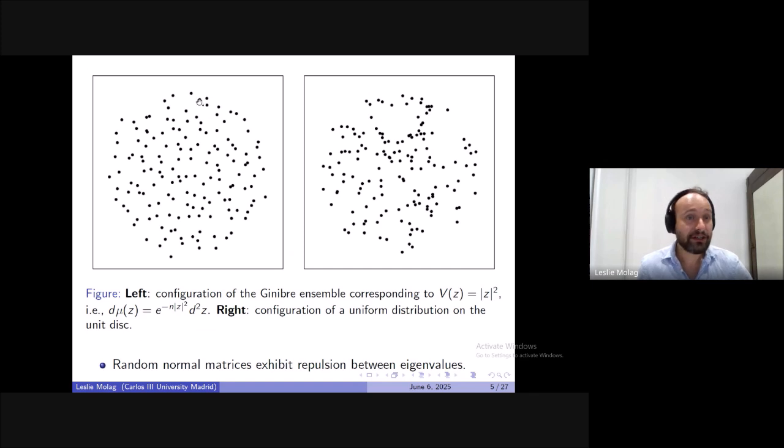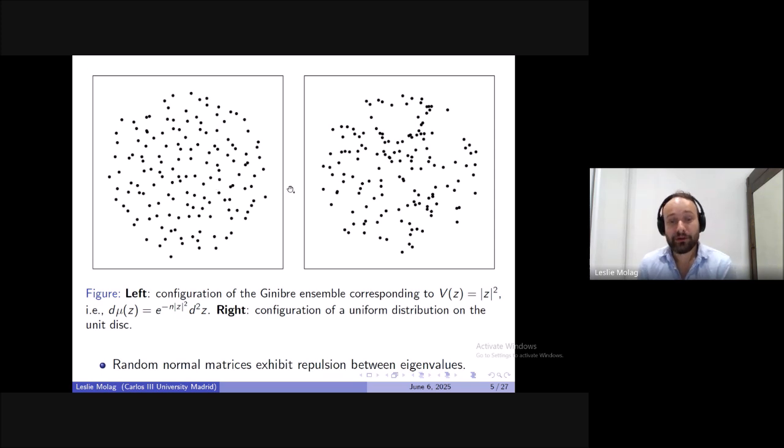On the left, you see a random normal matrix model. This particular one we call a Ginibre ensemble, and it corresponds to V equal to |z|^2. You see on the left the eigenvalues of a matrix in that model, and on the right, a configuration where points are uniformly distributed on the unit disk. There are some notable changes that you can see. On the right, there's way more clustering, way more situations where points are close together, and on the left, you don't really see that.